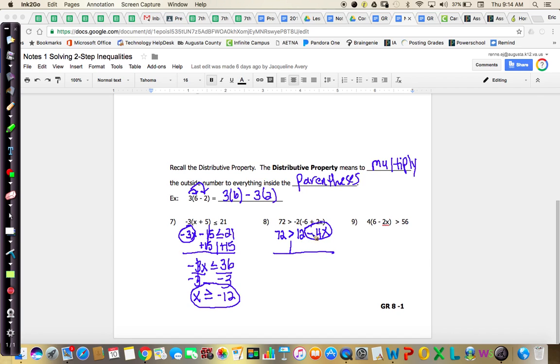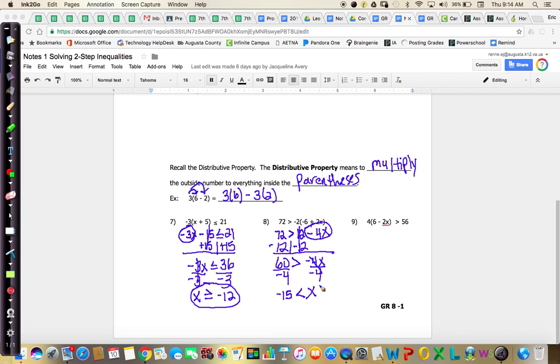Now we want to get the variable by itself, so let's get rid of the 12 by subtracting 12. And 12 minus 12 is 0. 72 minus 12 is 60. Bring down your symbol. And bring down your 4x as -4x, because remember there's a minus sign there. Okay, the opposite of multiplication is division, so we're going to divide both sides by -4. 60 divided by -4 is -15. Remember, we're dividing both sides by a negative, so we're going to flip the symbol, and -4 divided by -4 is a 1 in disguise.